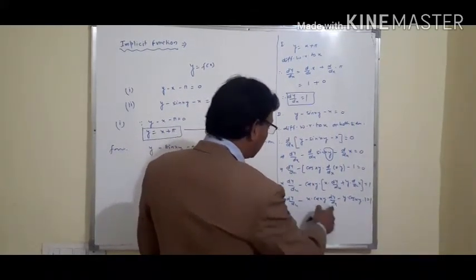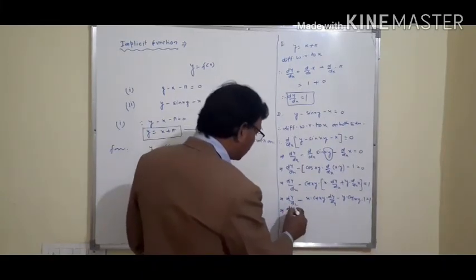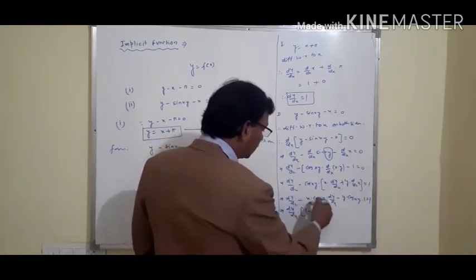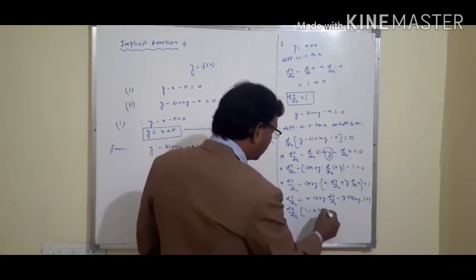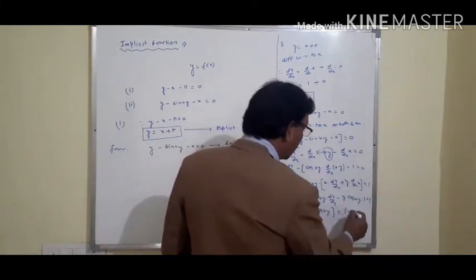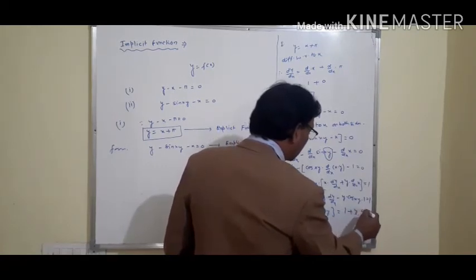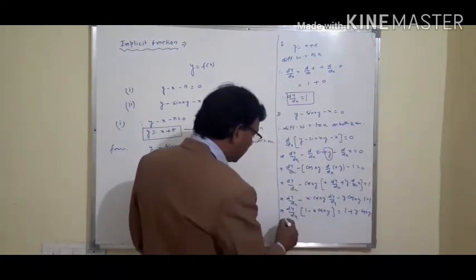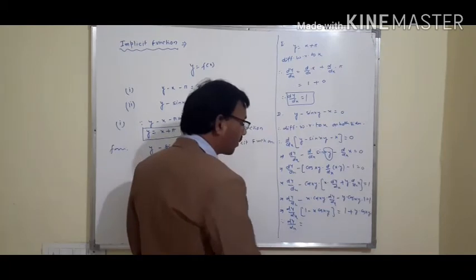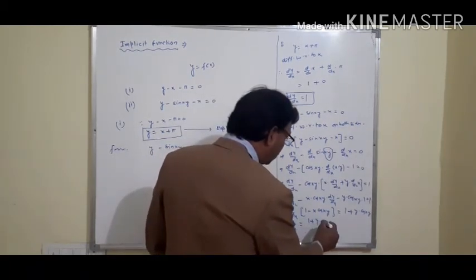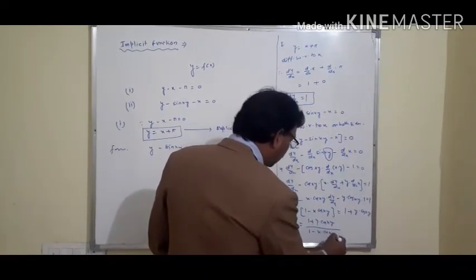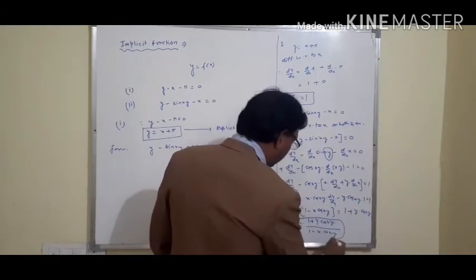Now taking dy upon dx as common, this will be dy upon dx into 1 minus x cos of xy equal to, transferring this to the right side, 1 plus y into cos of xy. Therefore we can find from here dy upon dx equal to 1 plus y into cos of xy whole upon 1 minus x into cos of xy. This will be the answer.